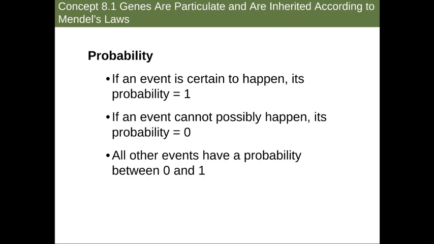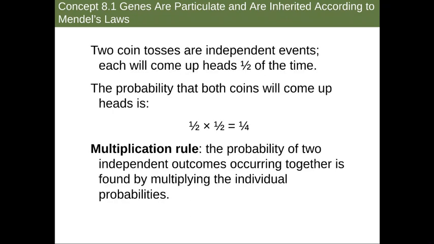If it can't possibly happen at all, it's 0. And the probability is always somewhere between 0 and 1. Okay, so 2 coin tosses, for example, are independent events. It's a half chance that you'll get heads both times. So we follow the multiplication rule here. If you're flipping a coin twice, you have to multiply that fraction, 1/2 times 1/2, to give us the probability of flipping heads twice in a row.